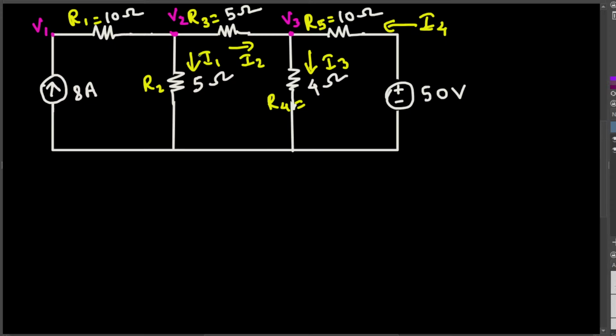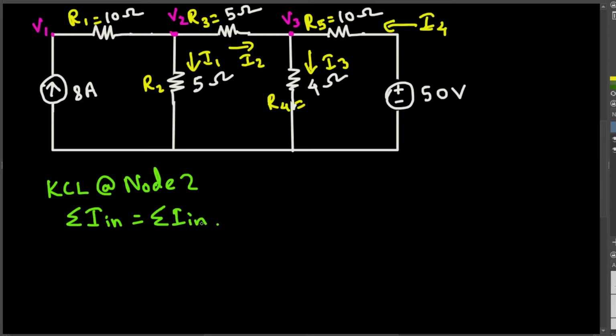The first thing I can do is apply KCL at this node V2. So let's do that. KCL at node 2. What does KCL say? KCL says the summation of all the currents is equal to 0, or the summation of current in is equal to the summation of current out.